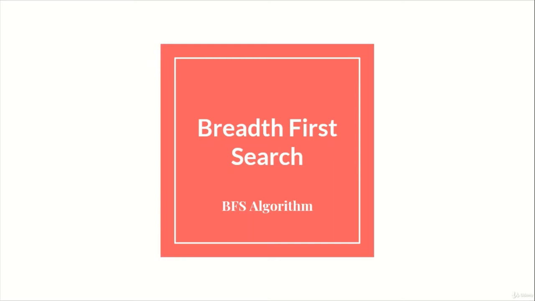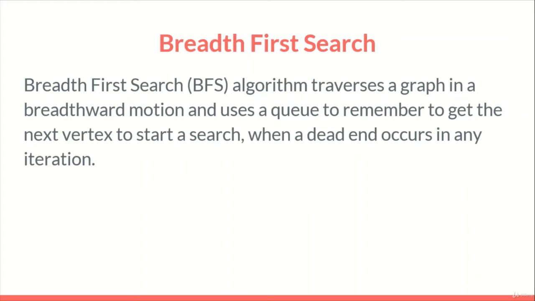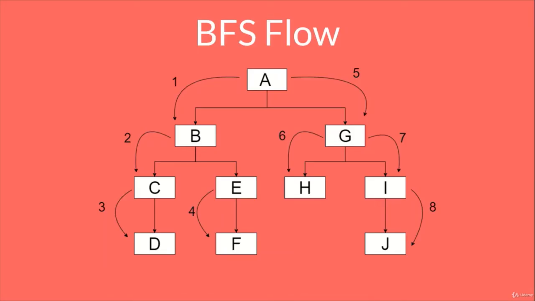Let us now discuss the BFS algorithm. Breadth first search, BFS, algorithm traverses a graph in a breadthward motion and uses a queue to remember to get the next vertex to start a search when a dead end occurs in any iteration. BFS is the most widely used traversal algorithm in industries for various purposes. BFS follows a certain workflow which is visualized in the diagram on the slide.